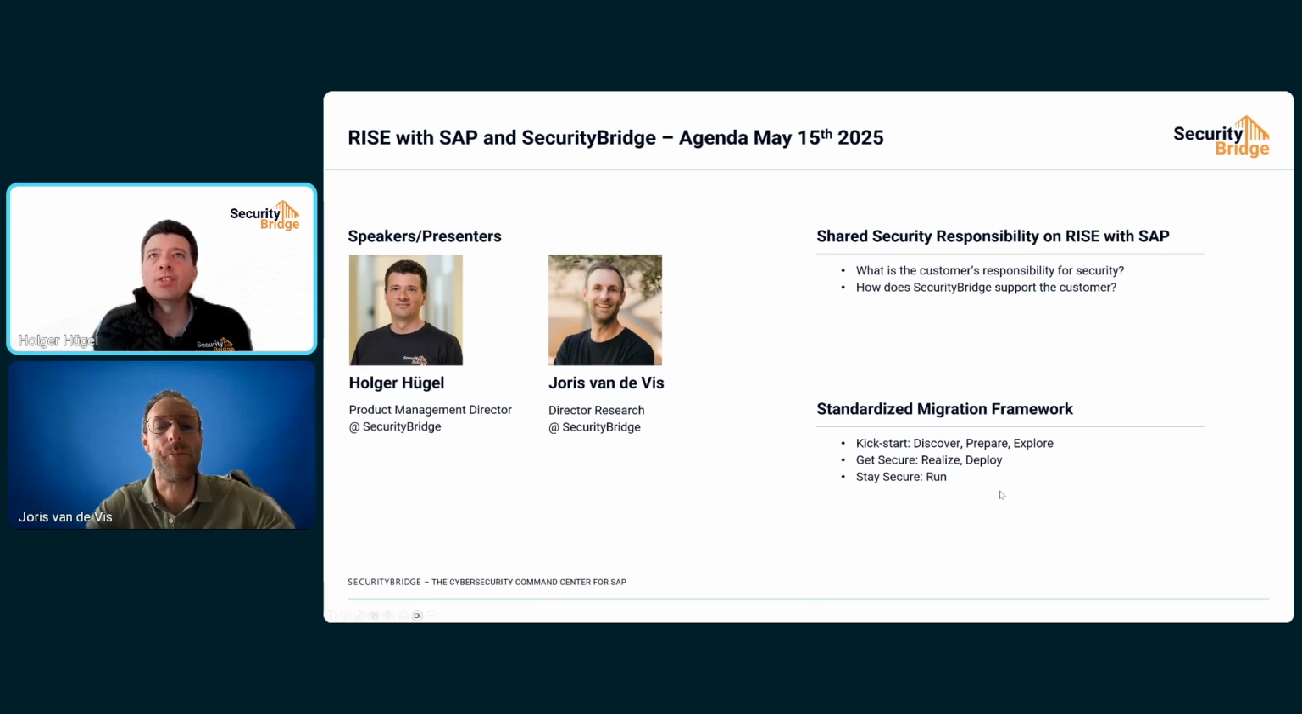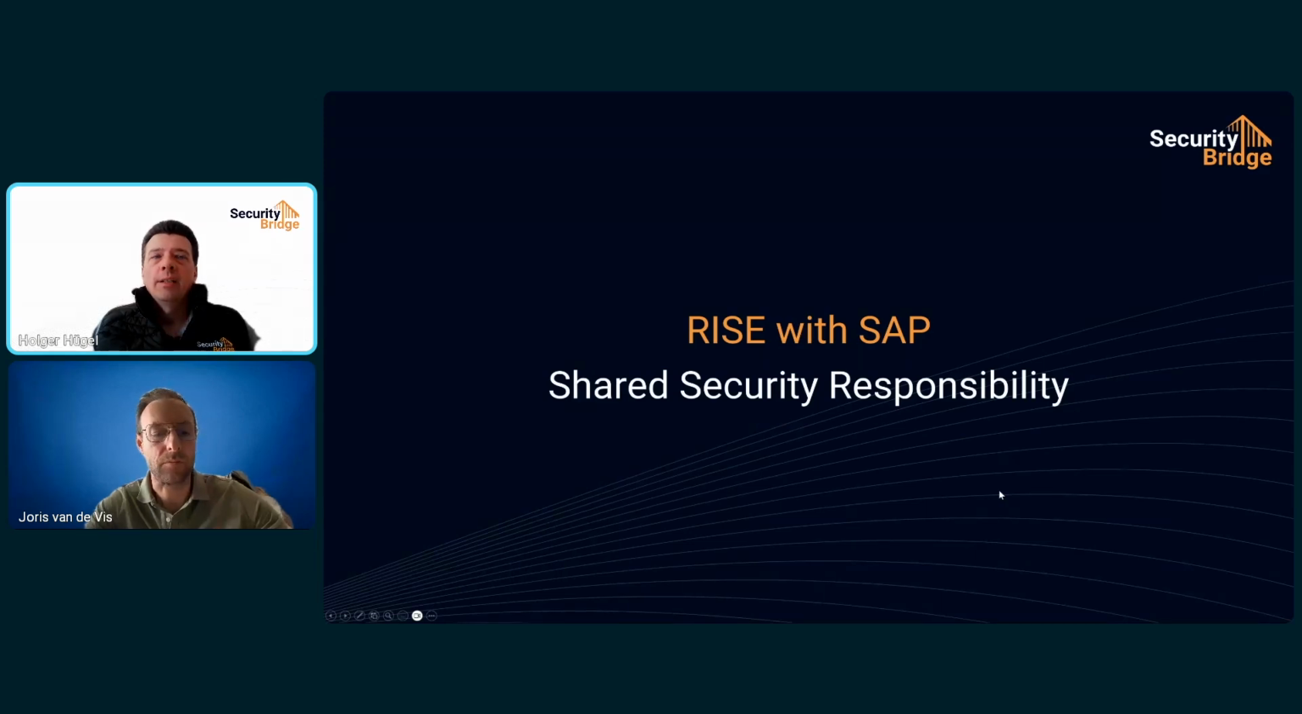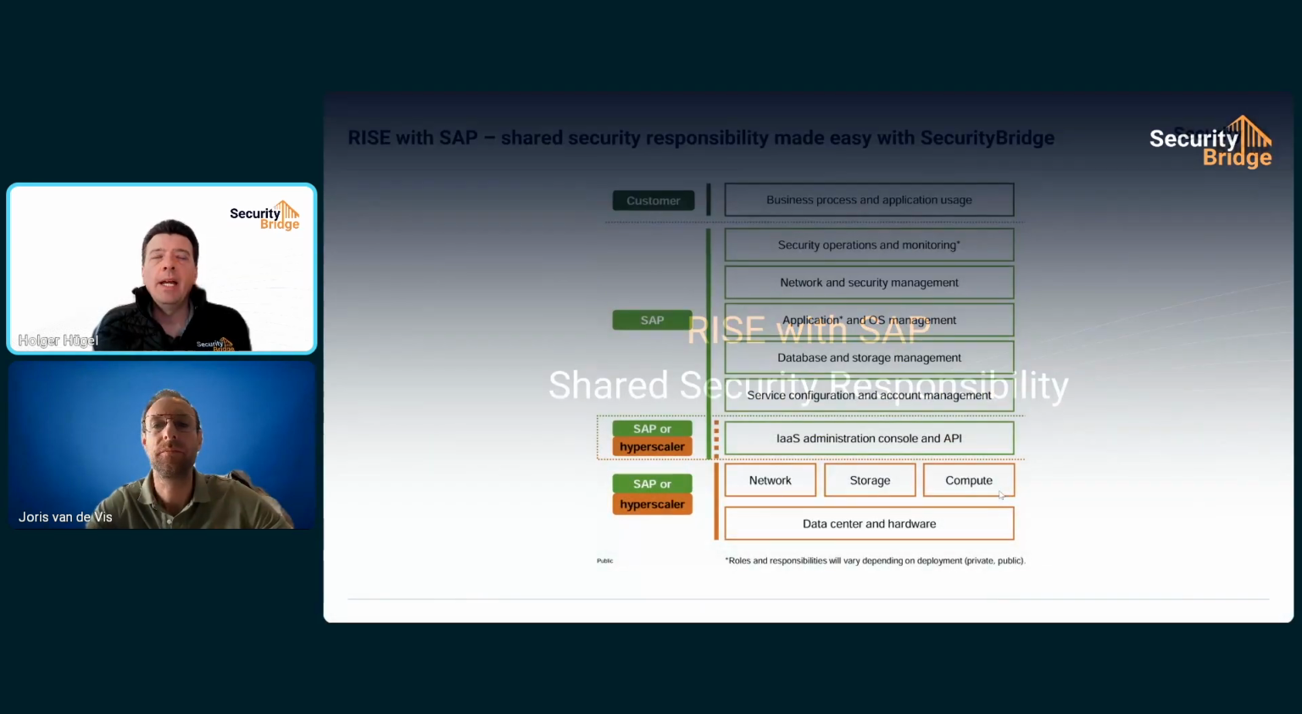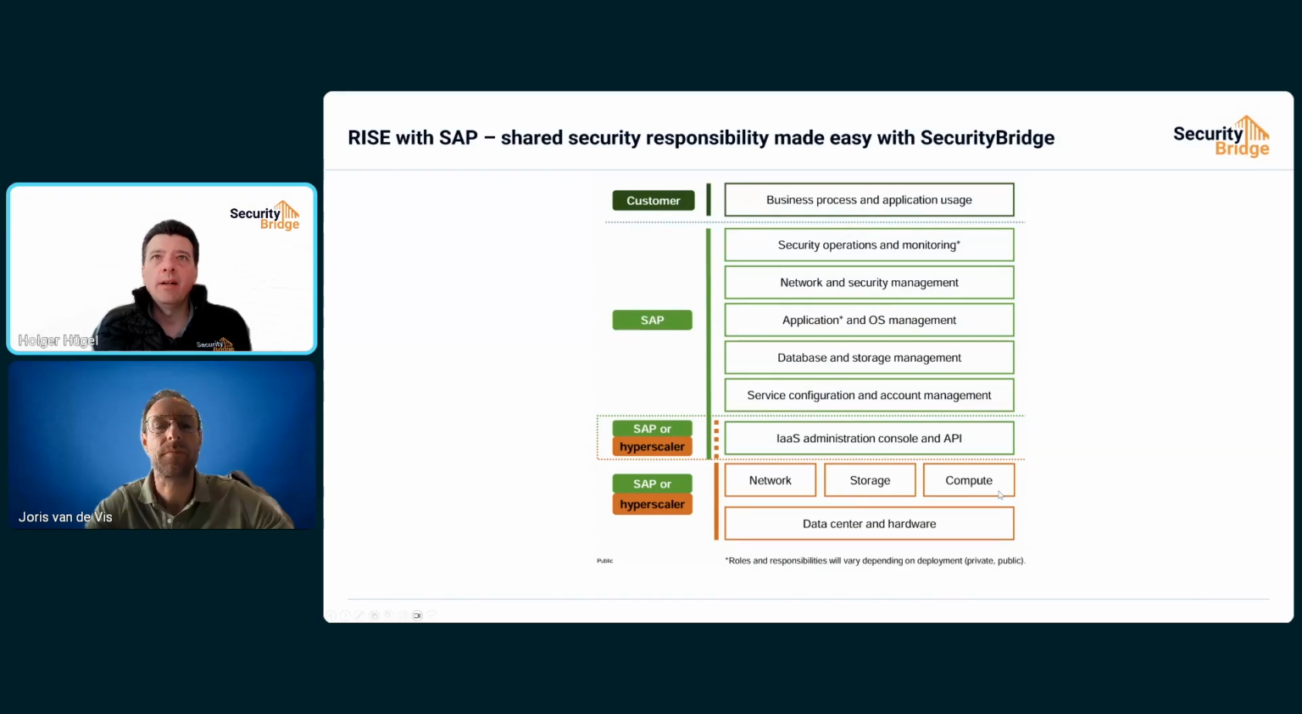So let's get started and look at the shared responsibility. You might notice this is a chart from SAP actually. It explains how the security is separated between the things that SAP is covering, mainly everything from the infrastructure level up to the operating system level, and certain things on the application side, but very, very few. Most things on the application level and the business process level are with the customer.